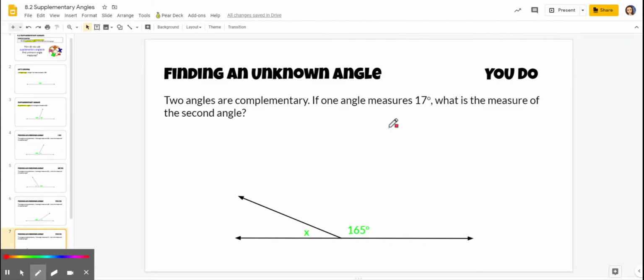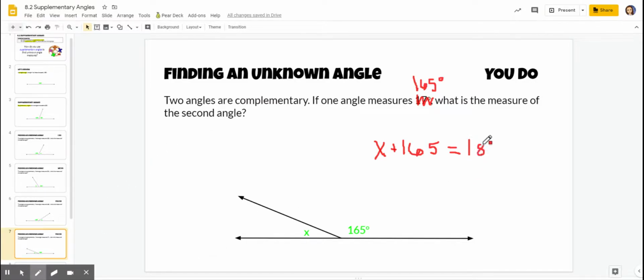Okay, so you probably wrote on your paper, oh, you know what? There's an error here. So this should not say 17 degrees. This should say 165 degrees. If you looked at the picture, you probably were able to figure that out. So I apologize. But let's just go from there. So we have x, we have 165 degrees, and we know that together, those are going to add up to 180.